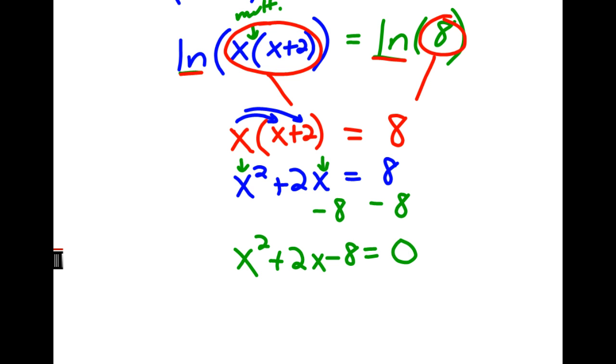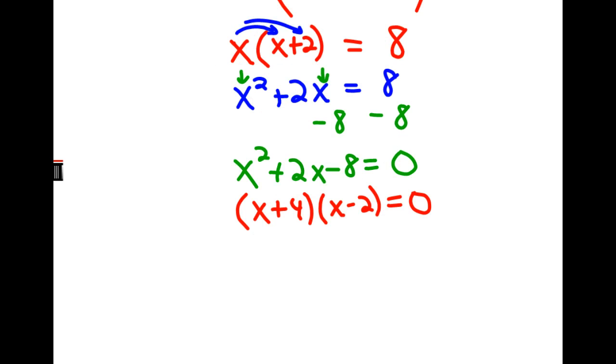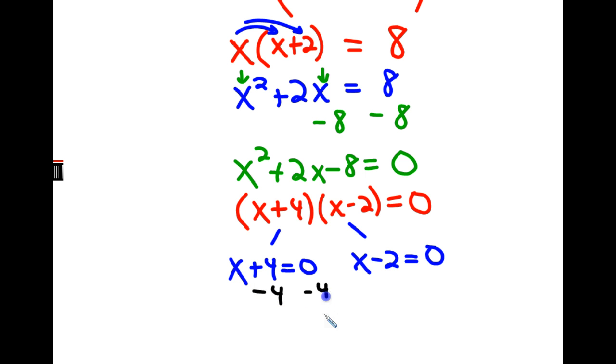Thankfully, in this case, it is factorable. We can factor this as x plus 4 times x minus 2. We set each factor equal to 0. And so we're going to get x plus 4 is equal to 0, x minus 2 is equal to 0. And then we solve for x in each case. So now we can solve it for x. We get x is equal to negative 4. And here we add 2 to both sides, and we get x is equal to 2.